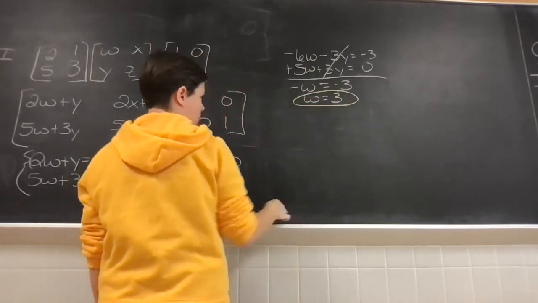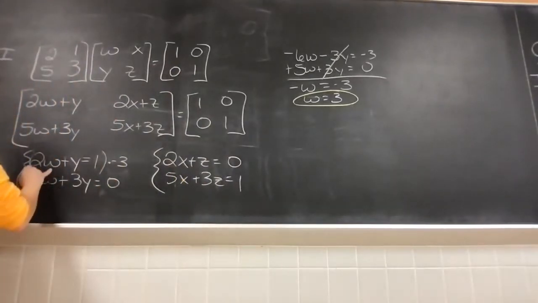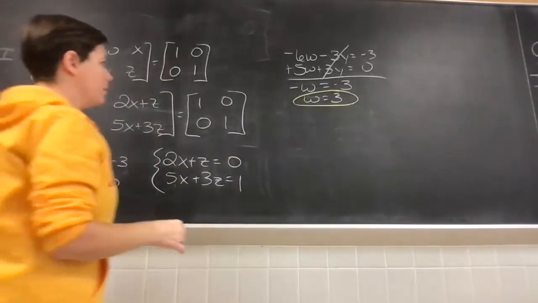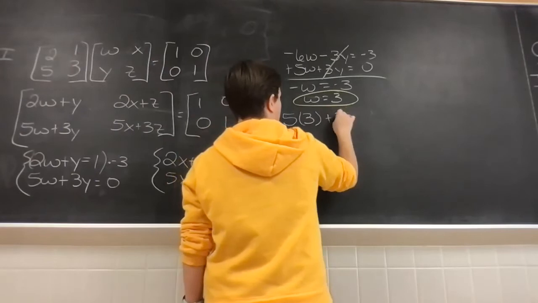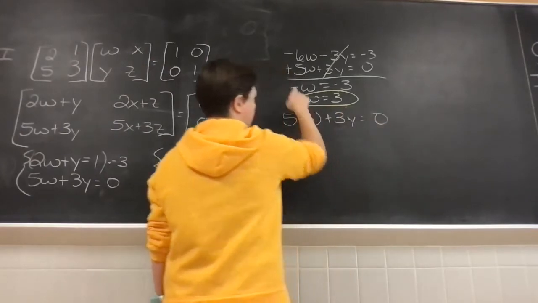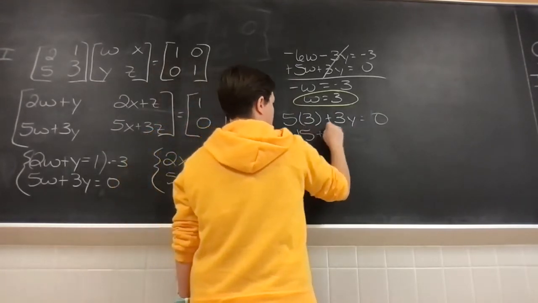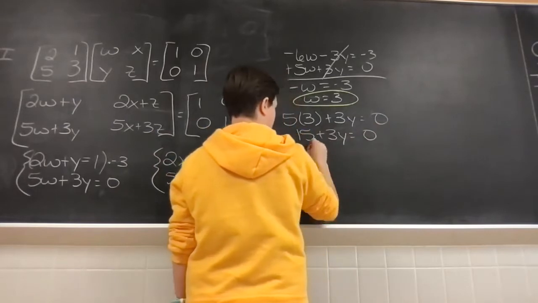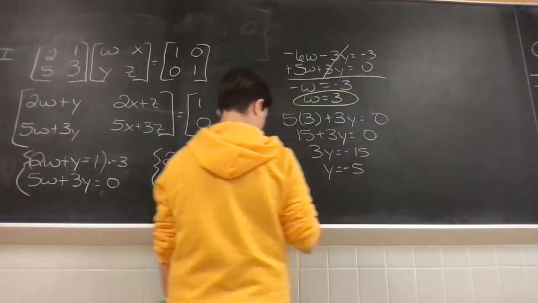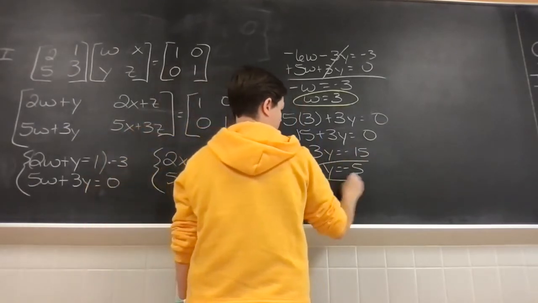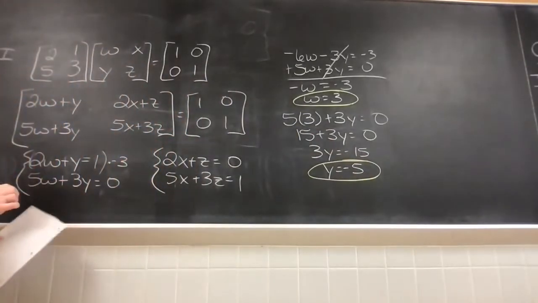Now, just like with regular systems of equations, I know one of my variables, so I can go back and plug that into one of these equations in order to solve for the other. So if I have 5 times 3 plus 3y equals 0, notice I just took this equation and I plugged in a 3 for my w. 15 plus 3y equals 0. 3y equals -15. Y equals a -5. So I just found those two.